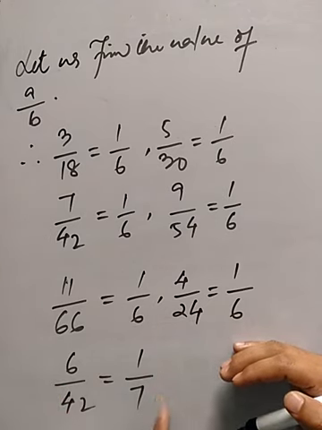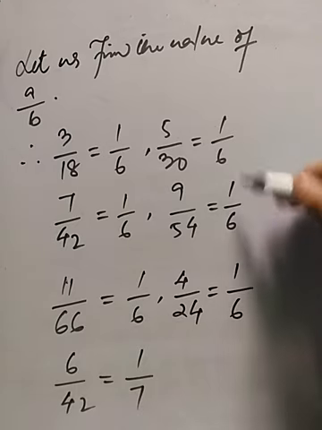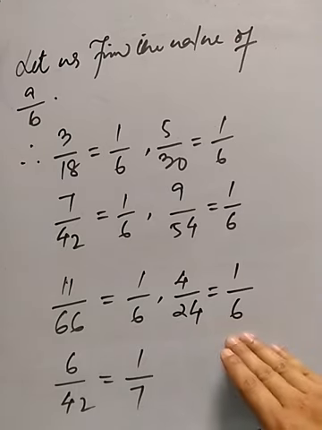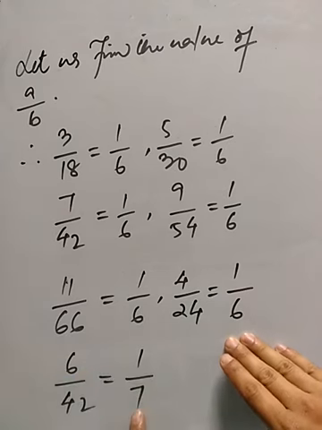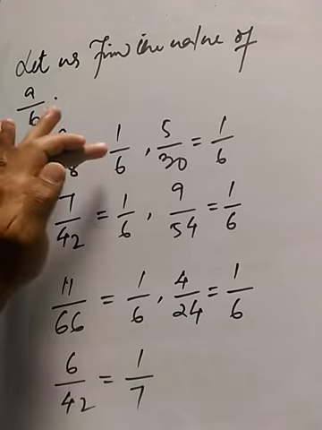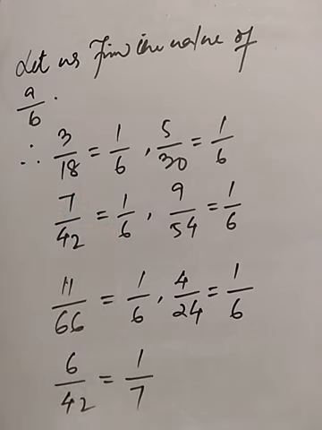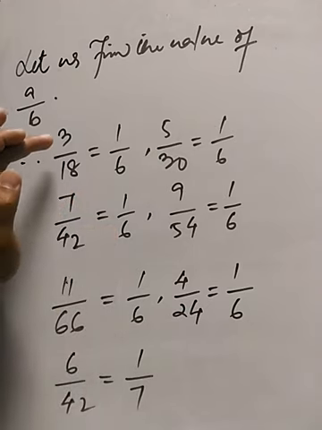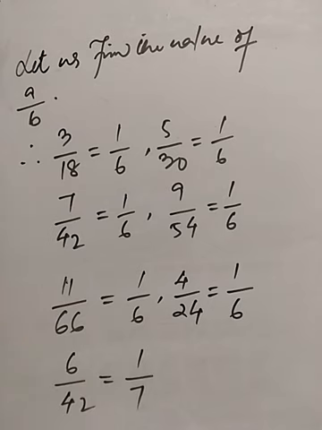That means these values are not actually constant. Till here it's fine, fixed, but suddenly when we find at last, we are getting 1 by 7. What does it mean? It means that these quantities A and B are not in direct variation. Please pay attention here. We do not get the constant value when we find the corresponding value of A by B, so A and B are not in direct variation.